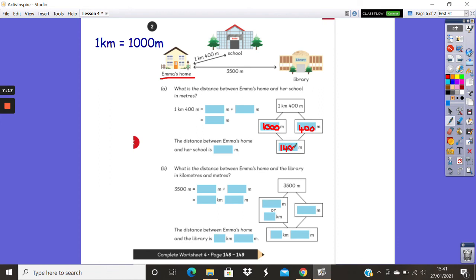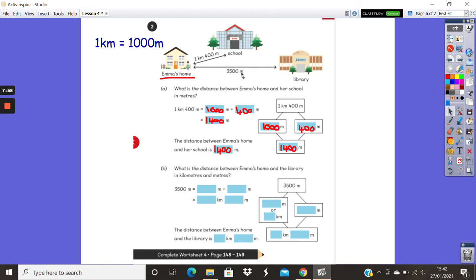And then here, where it says something metres, add something metres, that would be your 1,000 and your 400 metres. And then your total will be 1,400 metres. Okay, so the distance between Emma's home and her school is 1,400 metres. The next question, what is the distance between Emma's home and the library in kilometres and in metres?